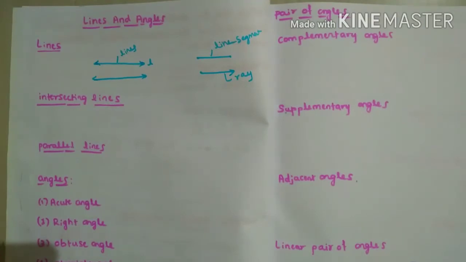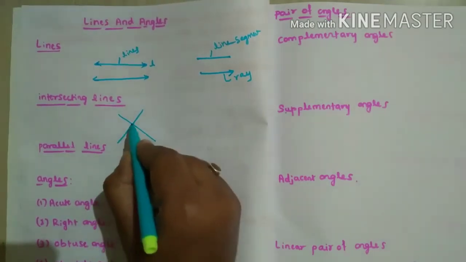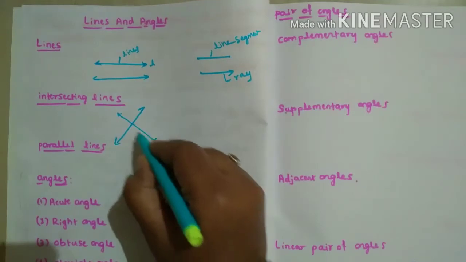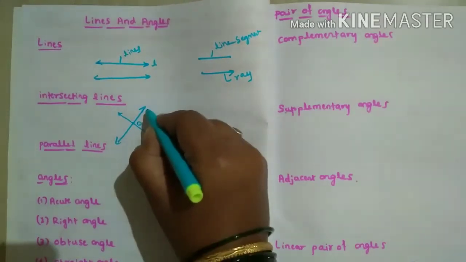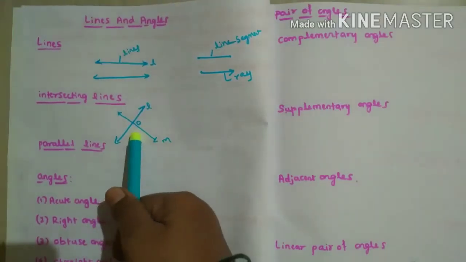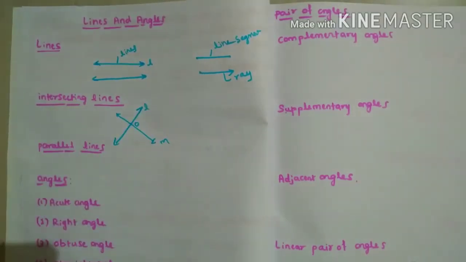Now we'll see the intersecting lines. Intersecting lines means any 2 lines you take and they are meeting at a single point. This is called an intersecting point. Suppose I take this as O. These lines I will take as L and M. 2 lines are intersecting at a point O. This point is called an intersecting point. Lines like these are called intersecting lines.